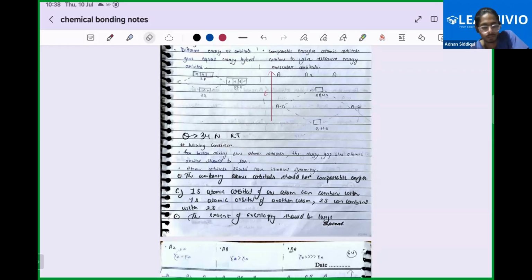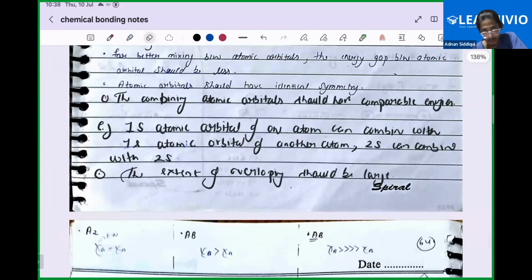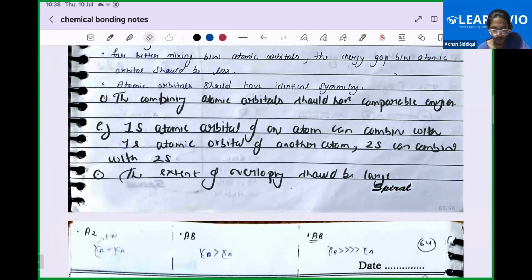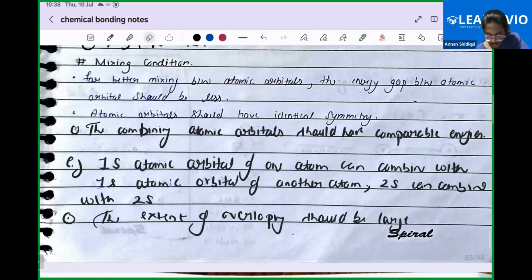I guess, yeah, I understood. Okay, so let us move ahead. See, let us take some examples as well. One 1s atomic orbital of one atom can combine with one 1s atomic orbital of another atom, right? So this last point is explained by this example. If you have an atomic orbital, it will combine with another atom's 1s orbital with ease, and so the 2s. Is this example clear, or should I expand it more?